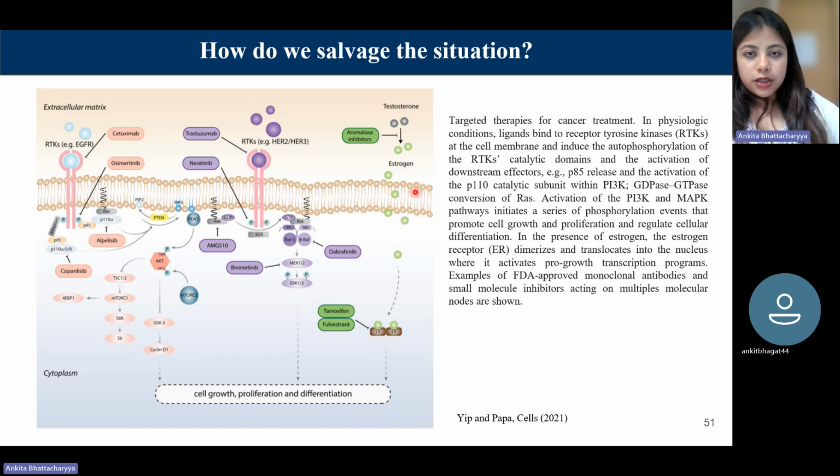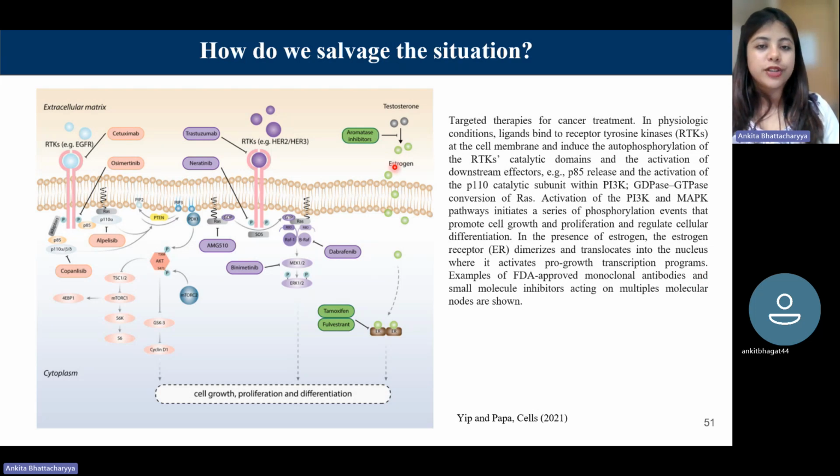This is a separate line or axis, which is the steroid hormone axis. We will be looking at that. Don't worry, we'll be looking at that in the context of prostate cancer again, because it's something I'm more familiar with. We'll come to that in more detail towards the, I think, last or second last slide. But basically, what happens there is that in the presence of estrogen, the estrogen receptor dimerizes and translocates into the nucleus where it activates pro-growth transcriptional programs, which is something you have already understood by now.